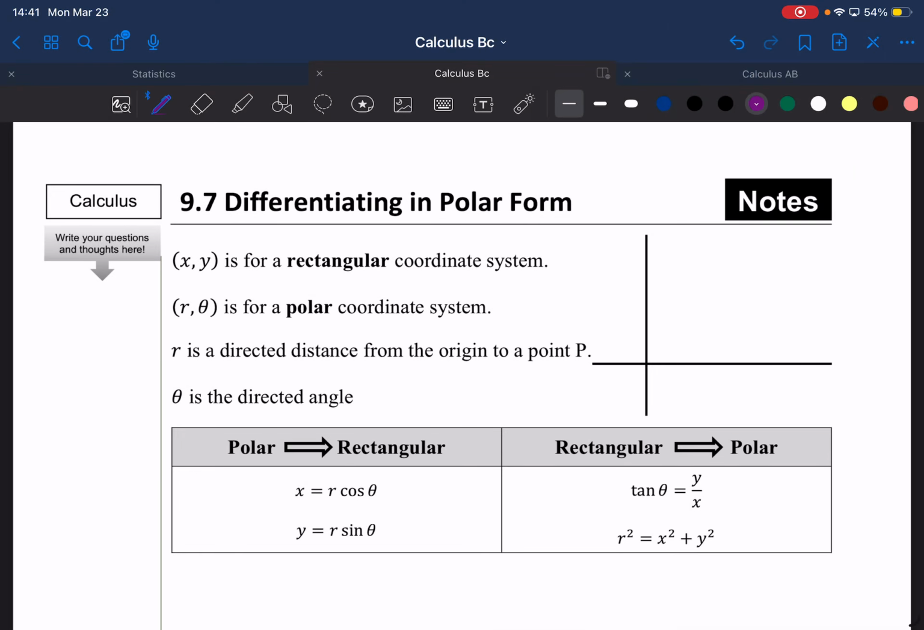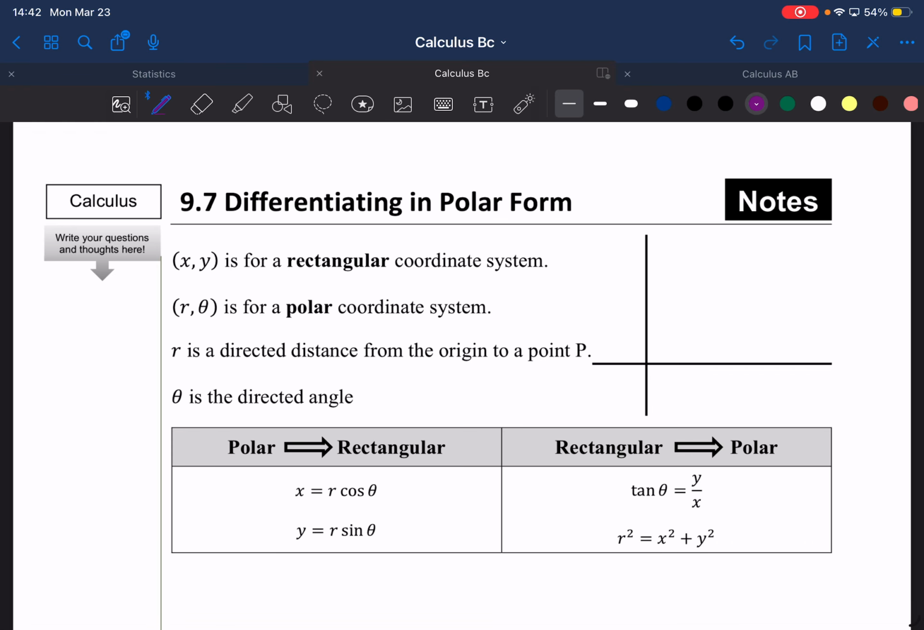Okay, so 9.7 is about taking the derivative in polar form. So we talked about a rectangular coordinate system. A rectangular coordinate system, your XY plane, is something that you guys talk about all the way from middle school. You learned how to plot a point, x comma y.